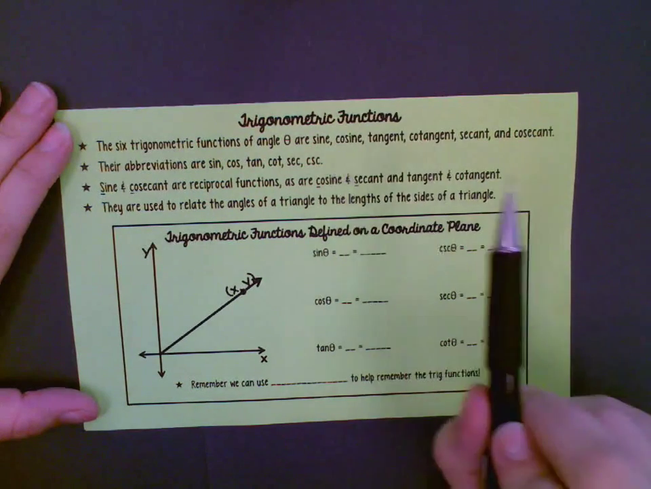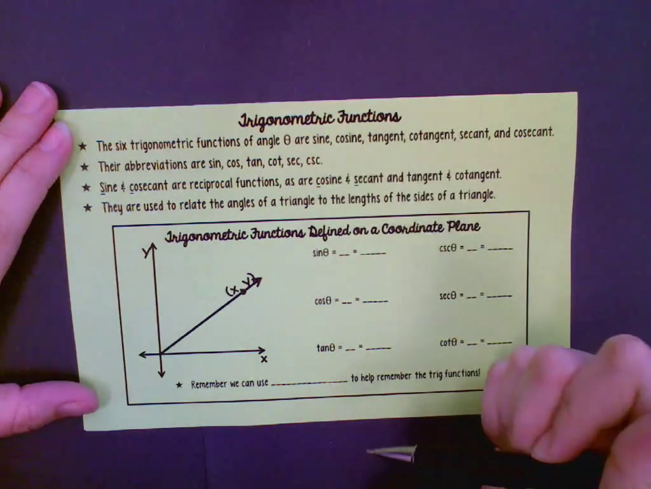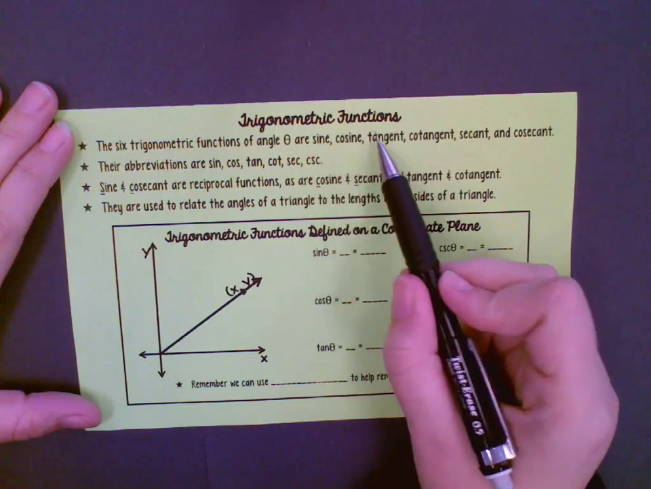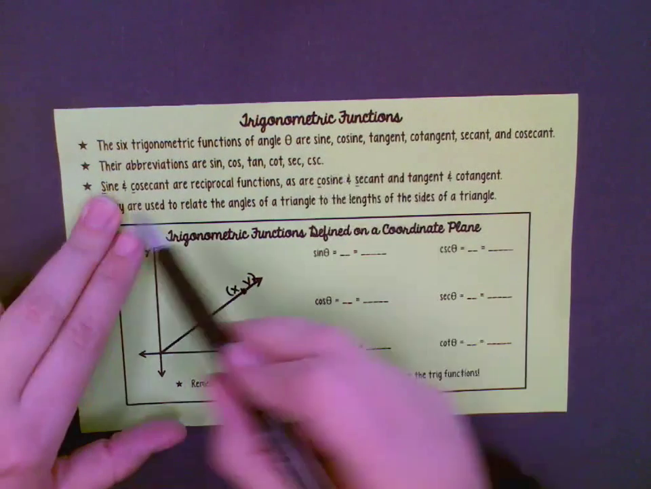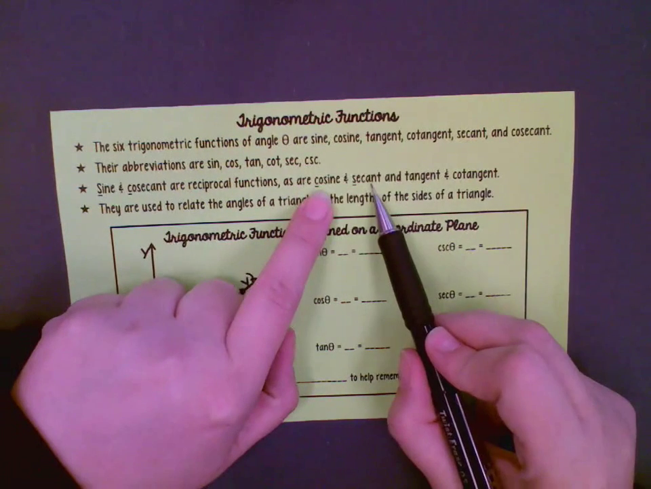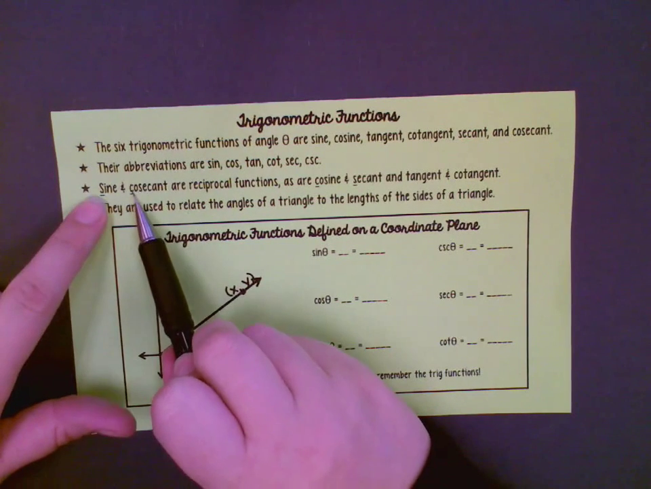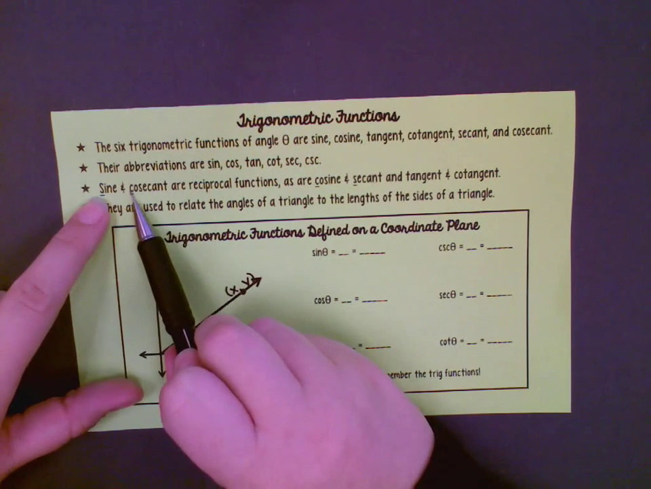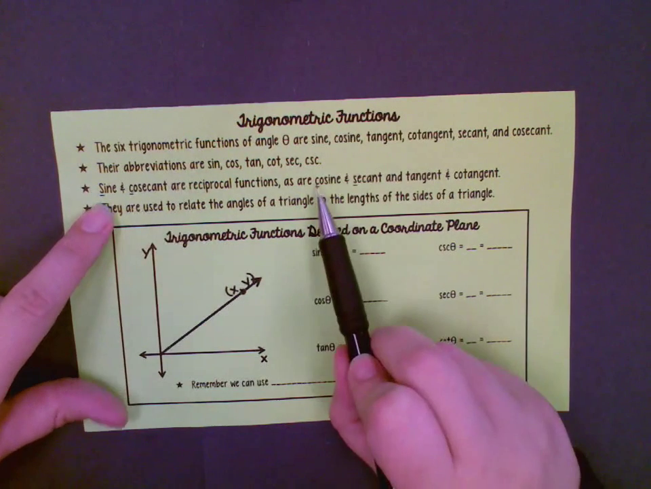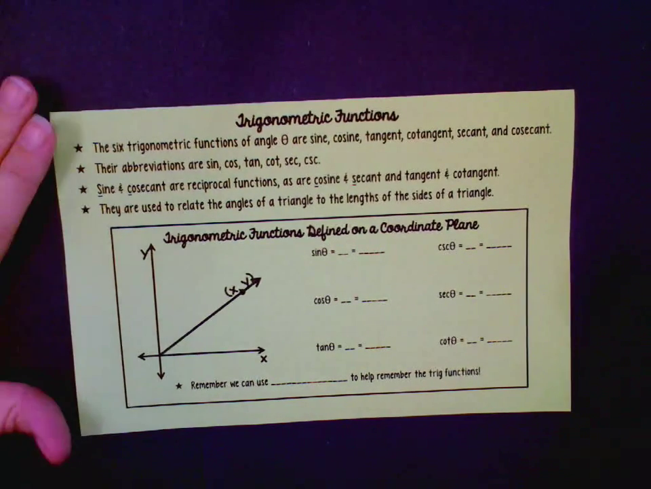So in geometry, you had sine, cosine, and tangent, but now we have three extra ones, and those are the reciprocal functions of sine, cosine, and tangent. So sine and cosecant are reciprocal functions, cosine and secant, and then tangent and cotangent. I remember which ones are partners because sine and cosecant both have an S and a C, and so do cosine and secant. Tangent and cotangent are easier because they both have tangent.